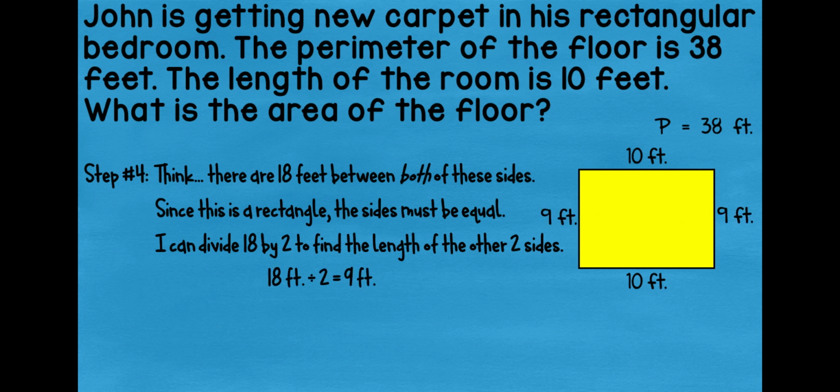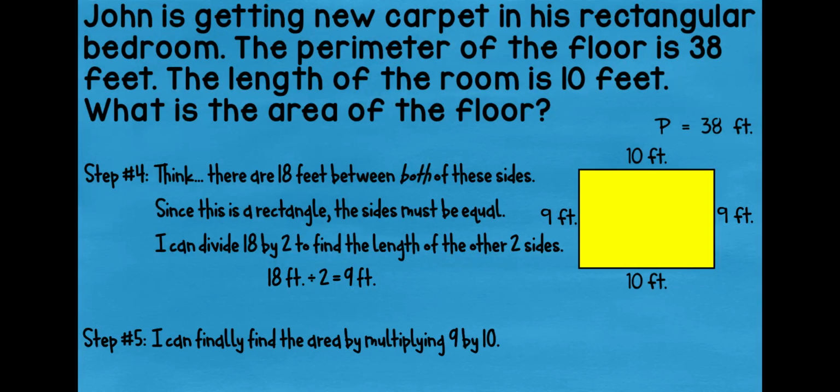So our two sides are 9, but we need the area of the floor. So 10 times 9 gets me what for the area? 10 times 9 gets you an area of 90 square feet. Okay, drawing it out really helps a lot.